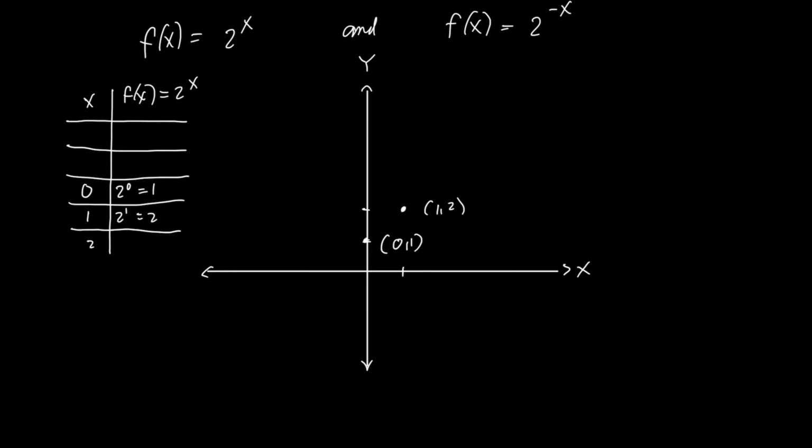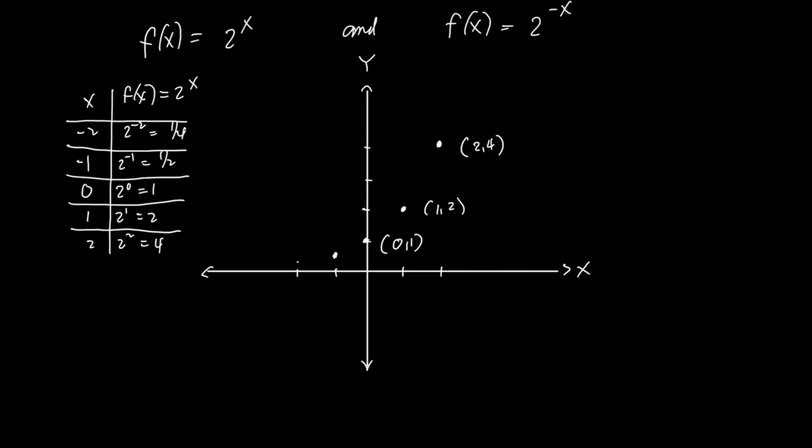Now if x is 2, what is our f of x? That's 2 squared, and that is 4. This is 2, 3, 4. This point here is 2, 4. Now what will happen if x is negative 1? That is just 2 to the negative 1, that is 1/2. So here. And if x is negative 2, that's 2 to the negative 2, that is 1/4.